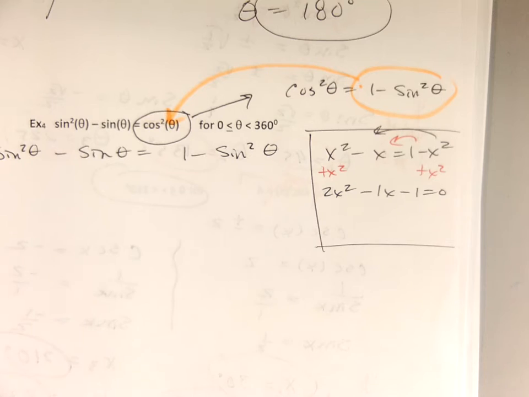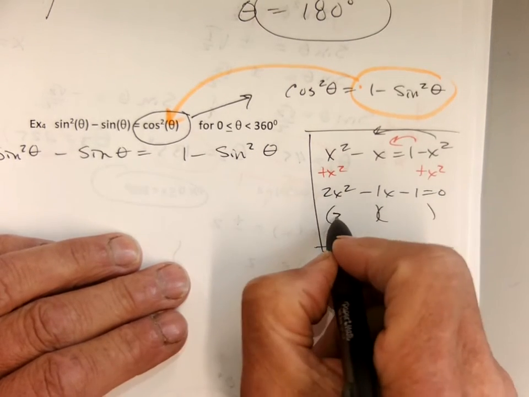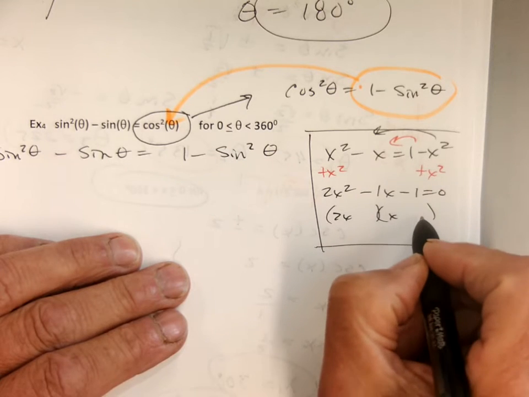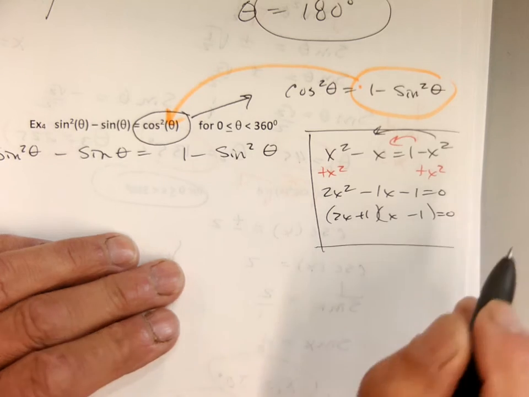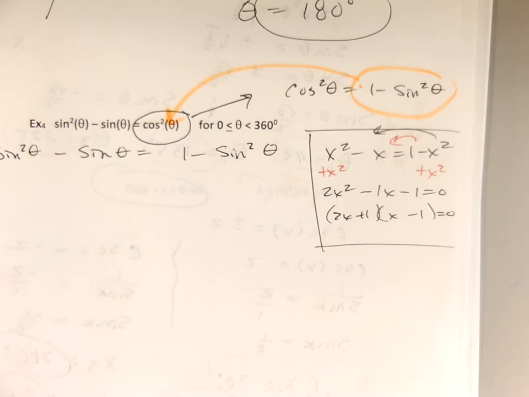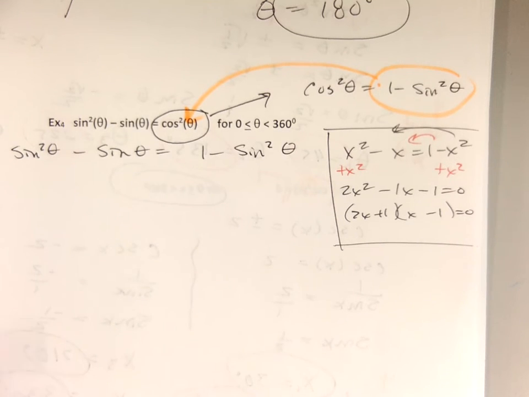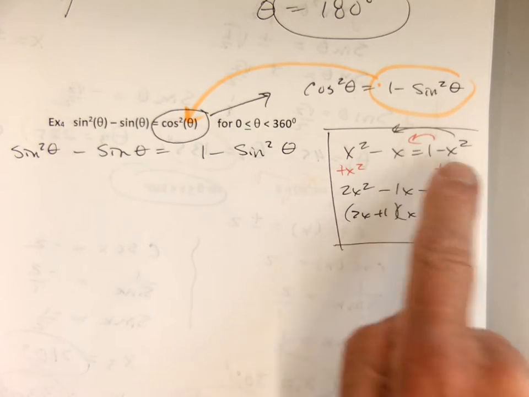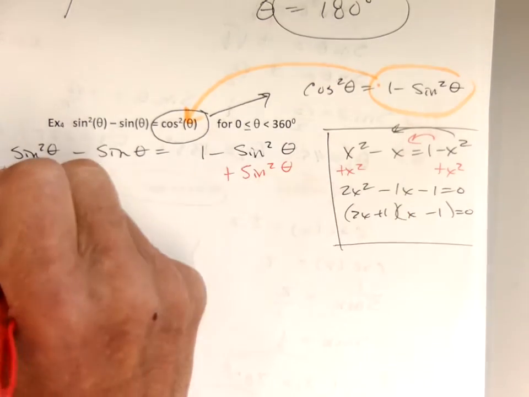I mean, if this were x's, just x's. And then I'd have to factor, and I might go 2x, x. I might have to go a minus 1, a plus 1, okay? That's my algebra. There's my factoring, okay? So we do the same thing over here, except with sines, okay? So what did I do over here? I added my x squared, so I'm going to add my sine squared theta.